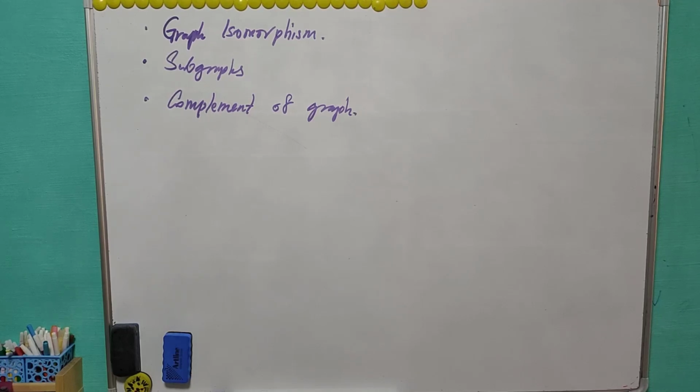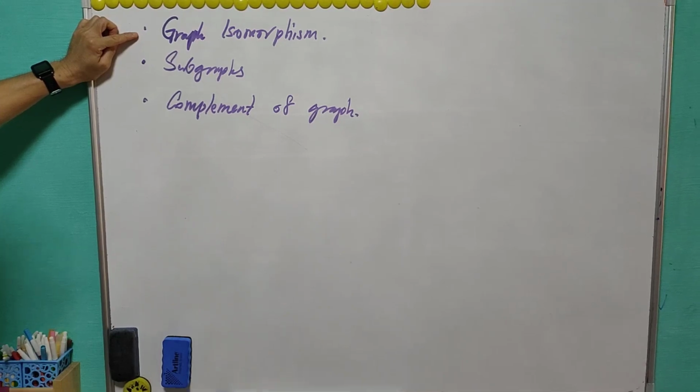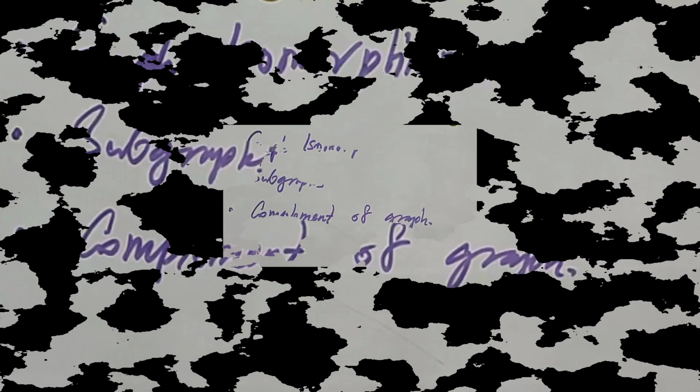For today, we'll discuss these three topics in graph theory. Number 1, graph isomorphism. 2, subgraph. And 3, complement of a graph.